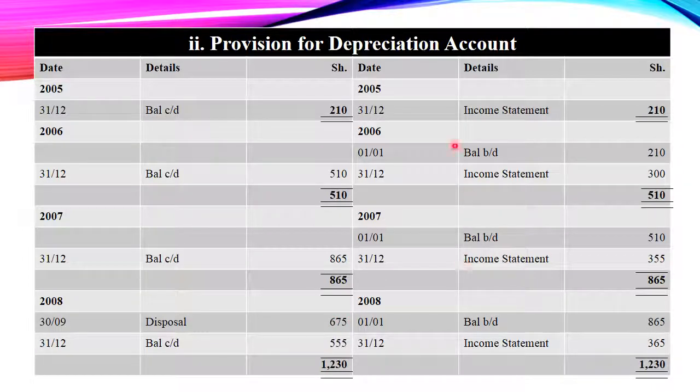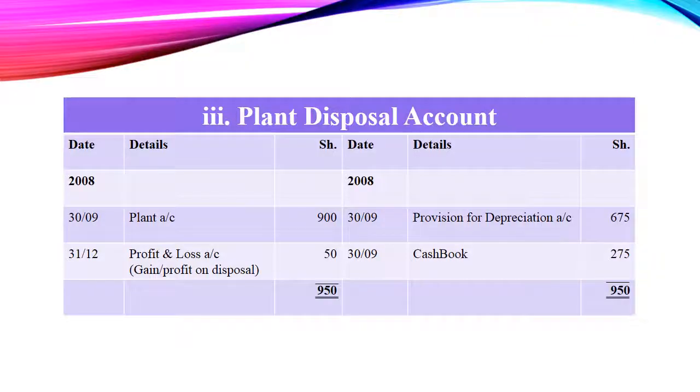So that will reduce the total provision for depreciation, and that's why we put it on the debit side of this account. We are going to carry down 555 for the account to balance at 1,230. So that is the provision for depreciation account.